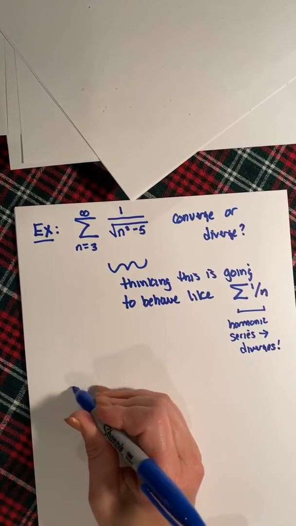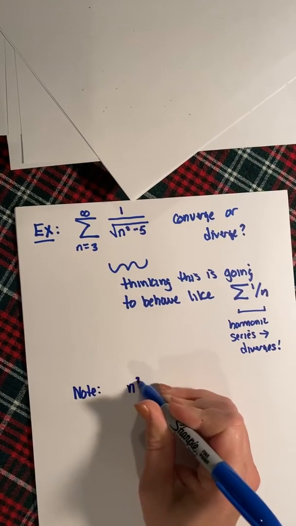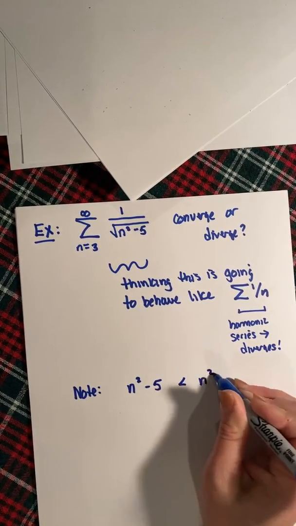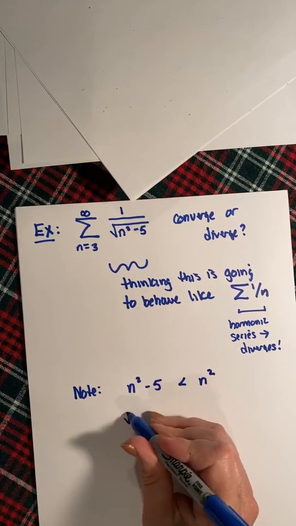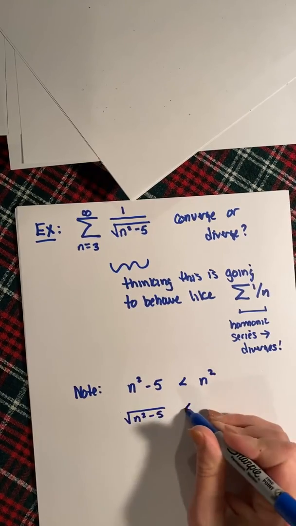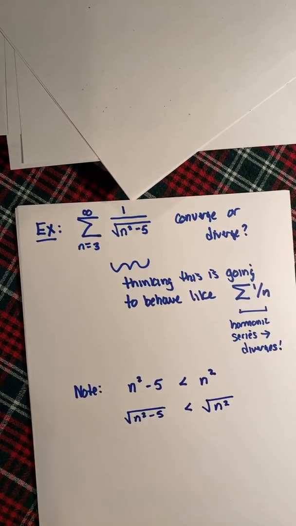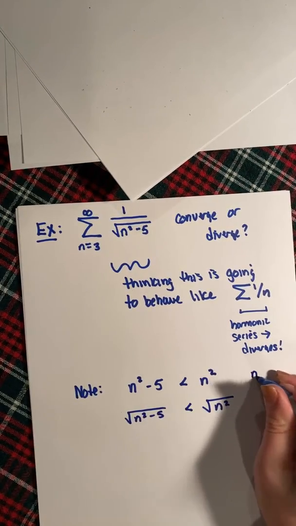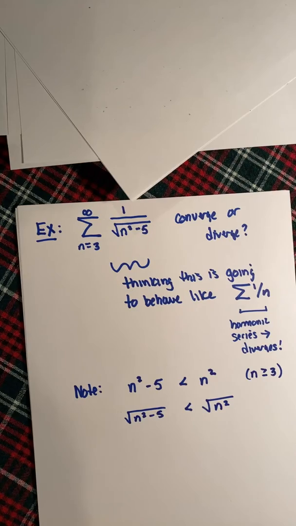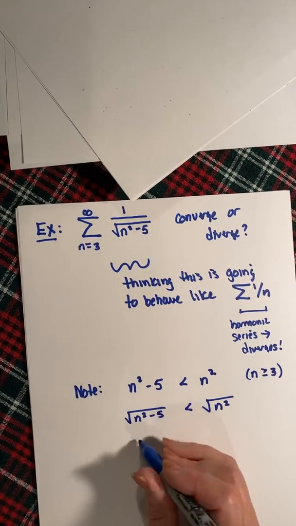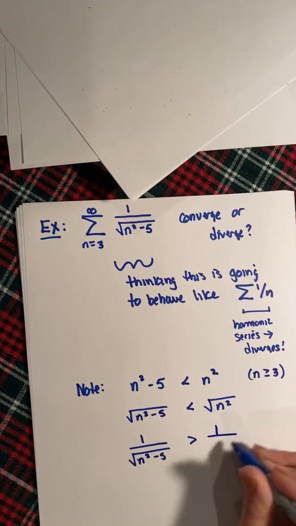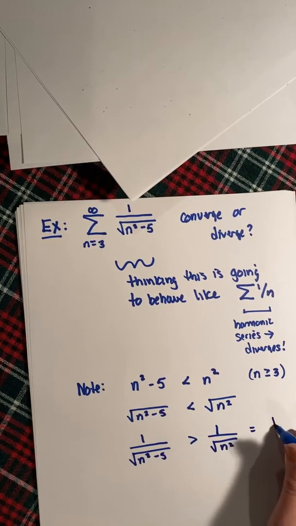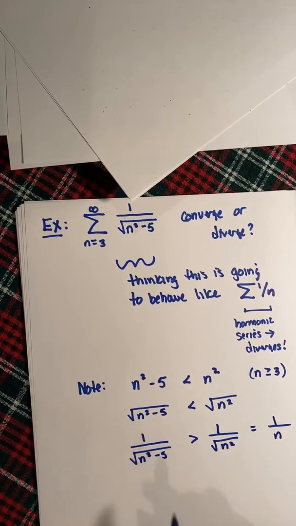Isn't it true that n squared minus 5 is less than n squared? Because if we take anything and subtract 5, of course, it's less than its original self. So therefore, the square root of n squared minus 5 must be less than the square root of n squared. And here, n is greater than or equal to 3, right, which will become important. So 1 over the square root of n squared minus 5 must be greater than 1 over the square root of n squared. But the square root of n squared is just n. So I just showed algebraically that 1 over the square root of n squared minus 5 is greater than 1 over n.